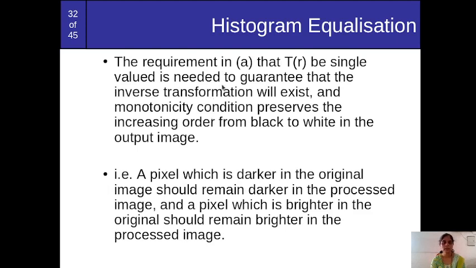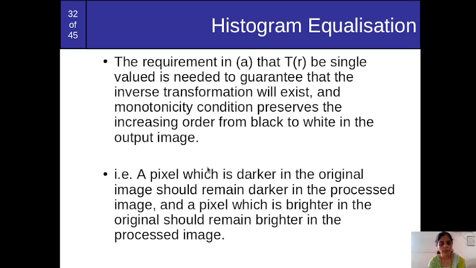Here the requirement that T of R be single valued is needed to guarantee that the inverse transformation will exist, because we have to get back the image also. We should be able to reconstruct the image, and hence the inverse transformation also should exist. And also T of R should be a monotonically increasing function.